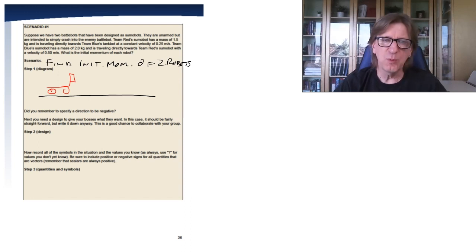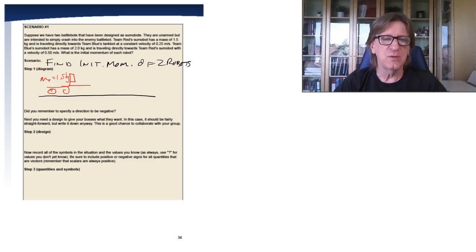And remember, we want everything that's in our problem statement to be in our picture, so that I don't have to refer back to the problem statement, because you're more likely to pick up the wrong number by referring back to the problem statement than you are simply by looking at the picture. So we know that the mass of the red robot, so we're going to call that MR, is 1.5 kilograms. Always make sure you've got your units, because that can throw you off.